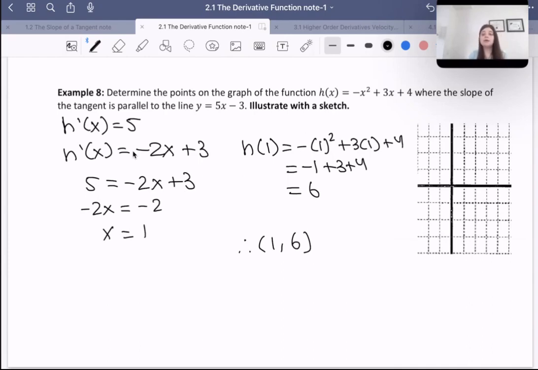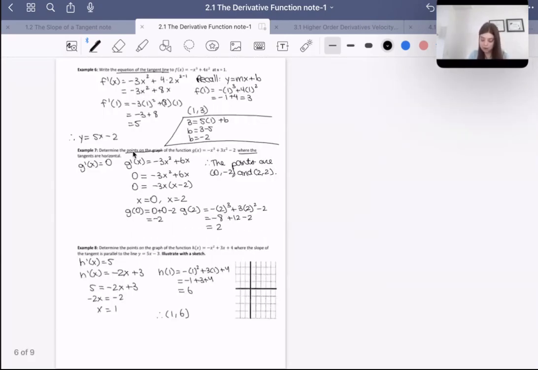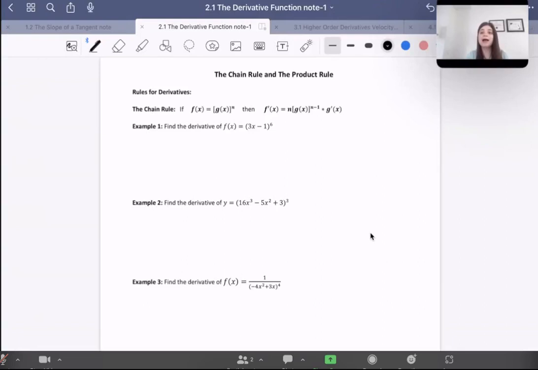All right, well, that is it for the power rule. Next time we will talk about the chain rule and the product rule.